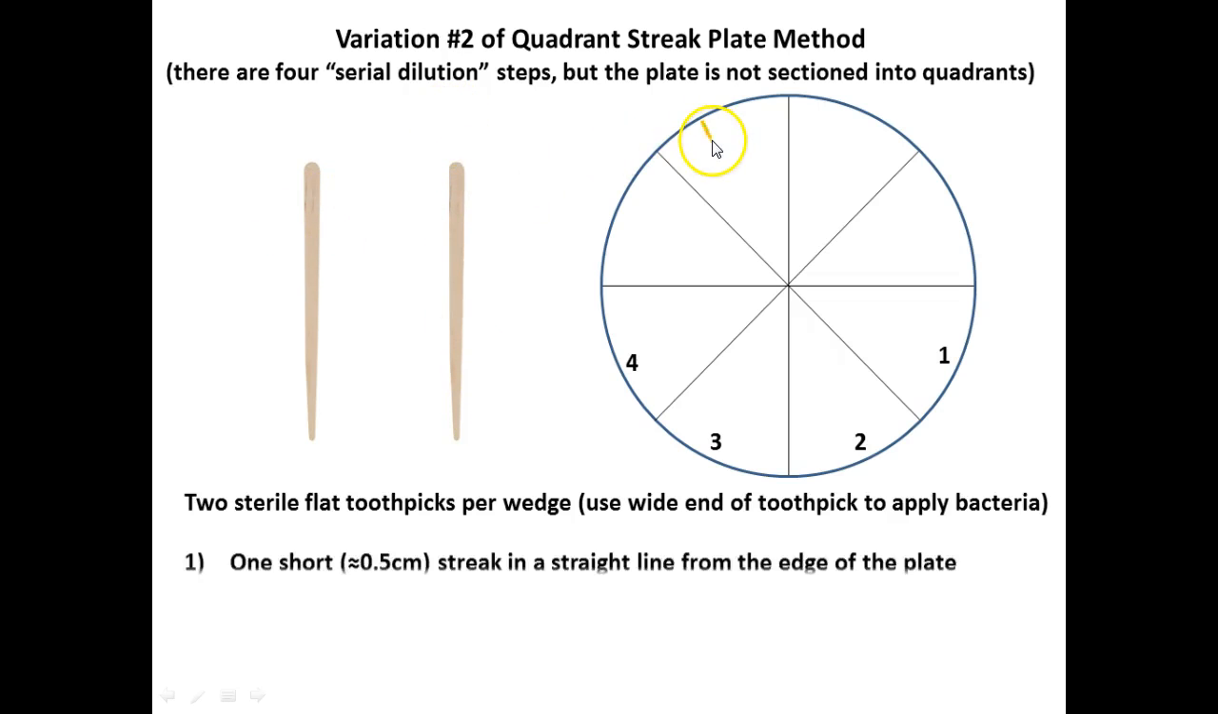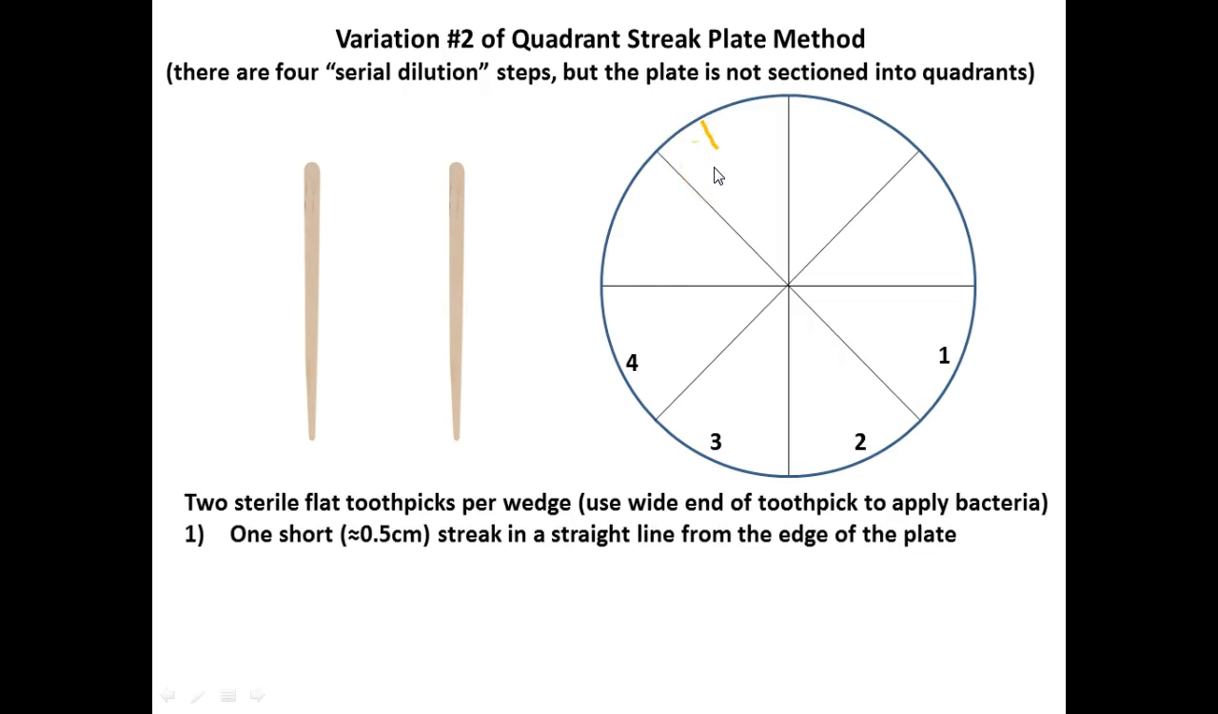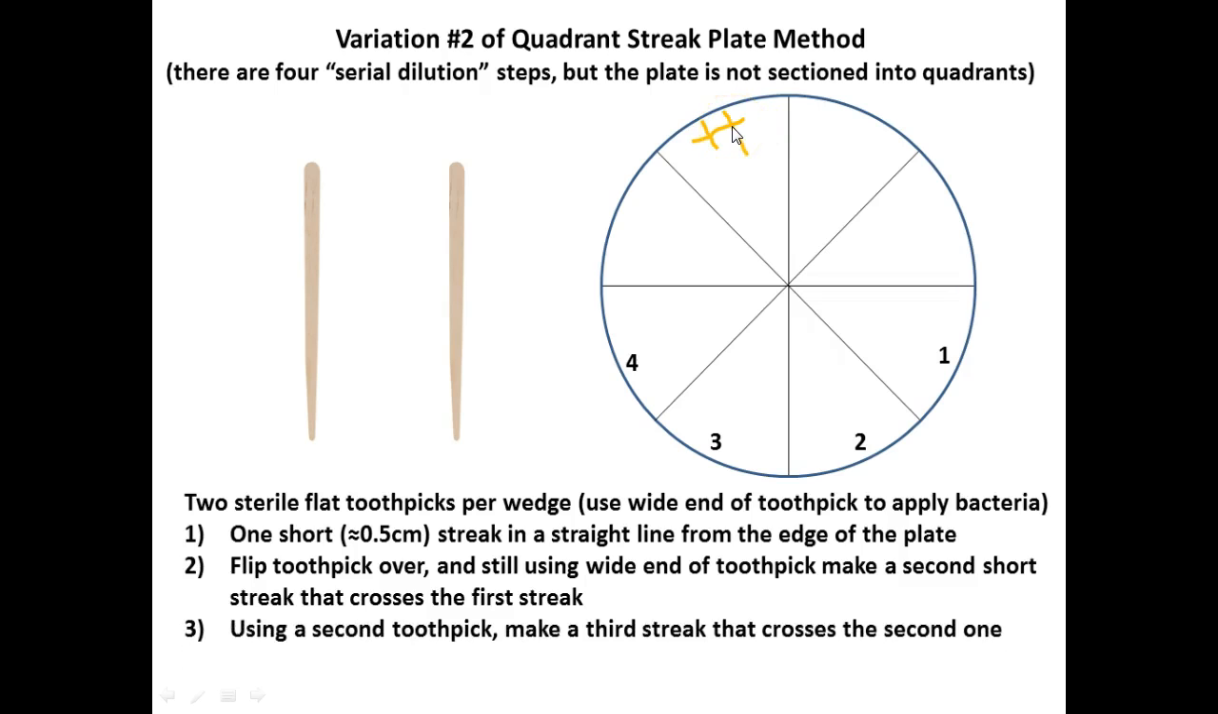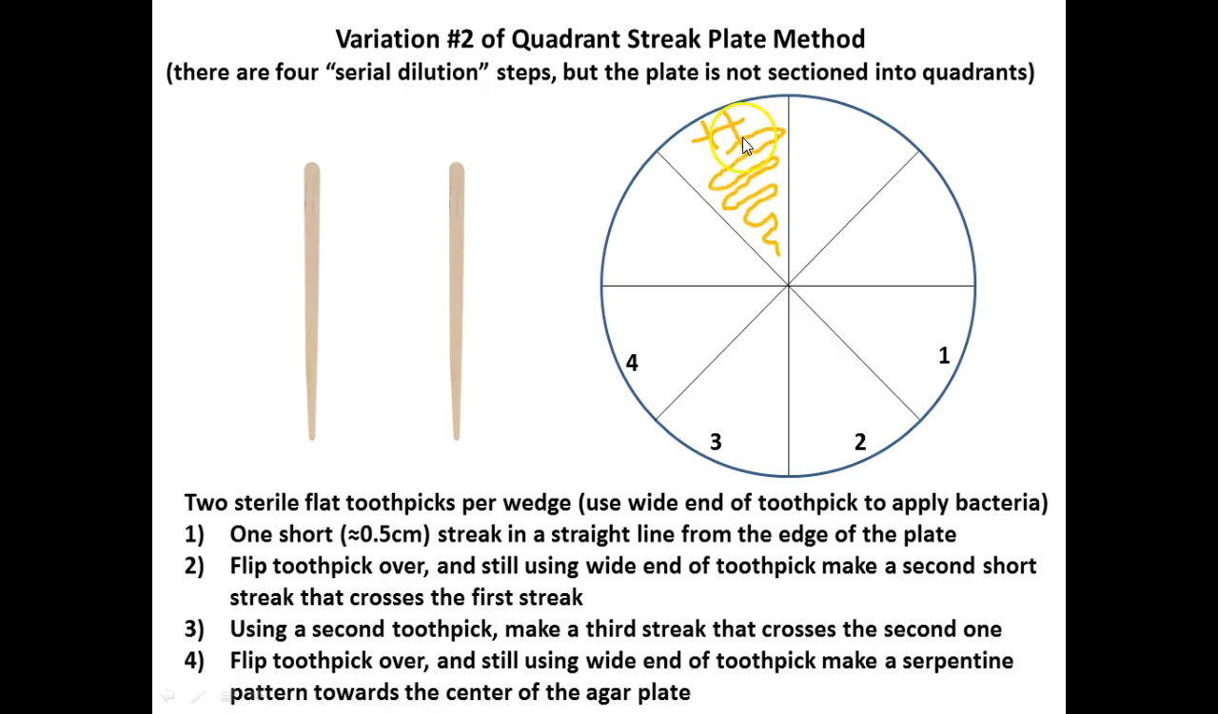So from his sample, he would do one little line and then cross that little line, right? Flipping the toothpick, flip the toothpick again, and then one more time, and then streak that down. That would be one of his samples. Then he'd move on to the next one. He could fit 8 samples on one plate. Right?